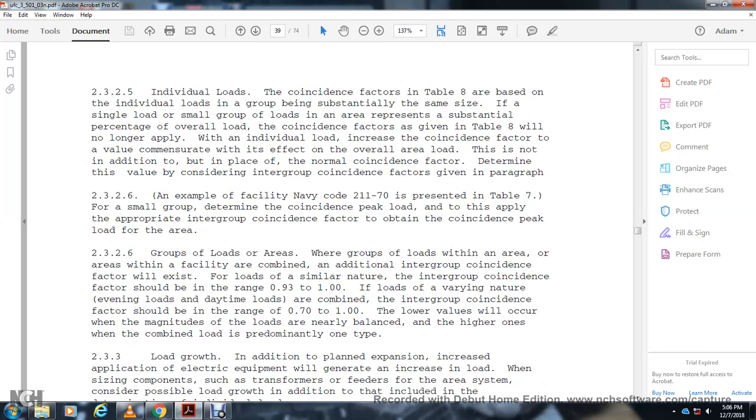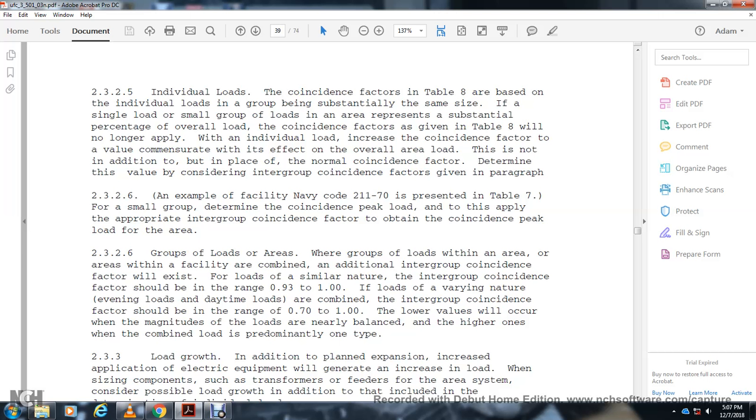2326. For the group of load areas within the facility, the combined additional intergroup coincident factor will exhibit loads of similar nature. The intergroup coincident factor should be between 0.93 and 1.